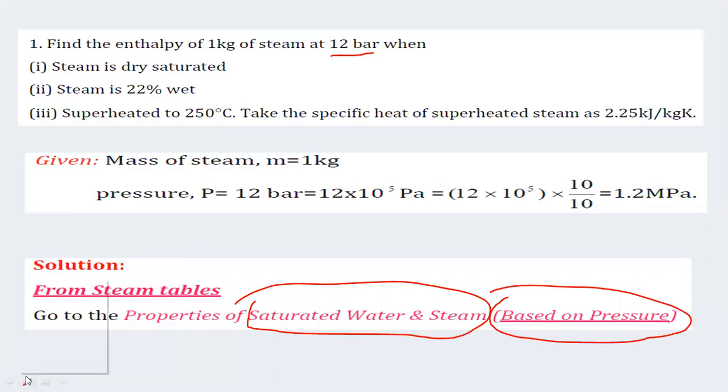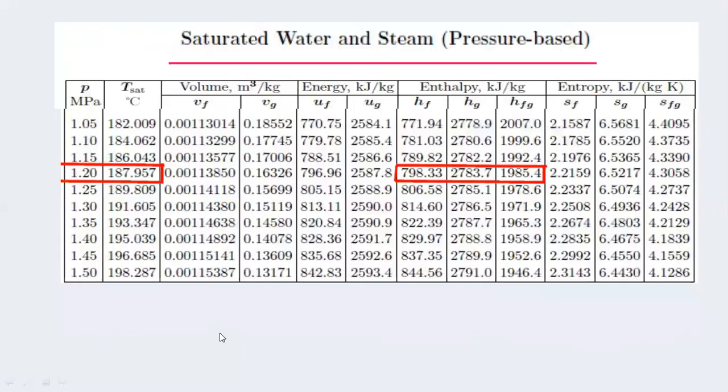Now, the next important thing is, here I have shown you the steam table which is based upon the pressure basis. So you have to go for a steam table where, in the bracket, it should be written based on pressure. And once it is based on pressure, the next important thing is that the first column which you are referring to should be in terms of pressure.